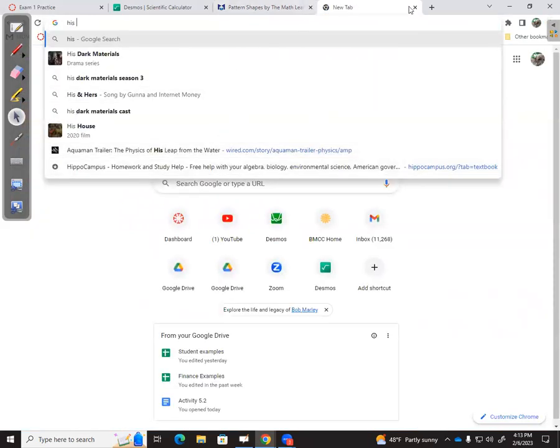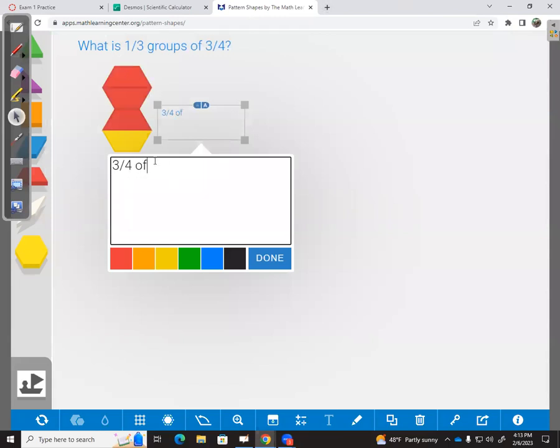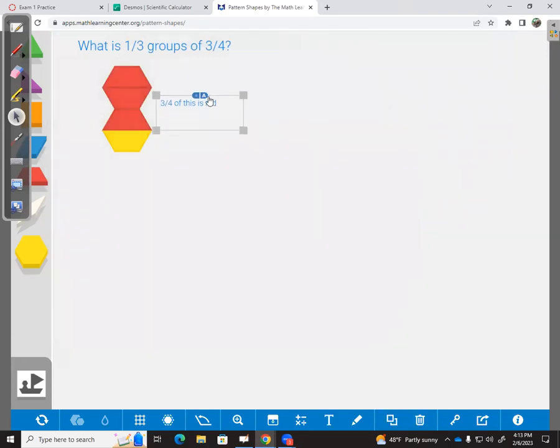Whoa, what happened? So now that I know what 3/4 looks like, I can find 1/3 of it. So I'm just going to redraw that over here. That order of operations is wrong here. Rotate. Go back. Okay, that's better. All right, so there's my 3/4.